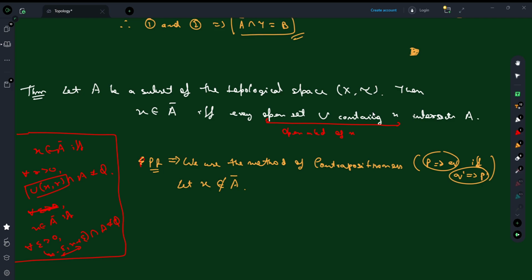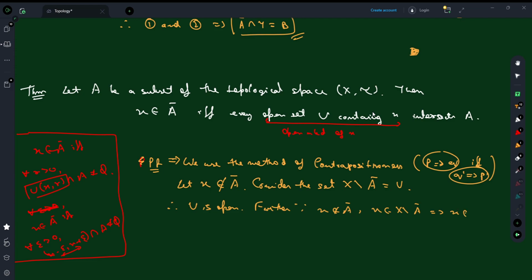So let x be not an element of the closure of A. Consider the set X minus the closure of A, and let this be U. Then the closure of A is by definition a closed set, so X minus the closure of A is by definition an open set. Therefore, U is open. Further, since x is not in the closure of A, x is surely in X minus the closure of A. That means x belongs to U. Therefore, U is an open set containing x.